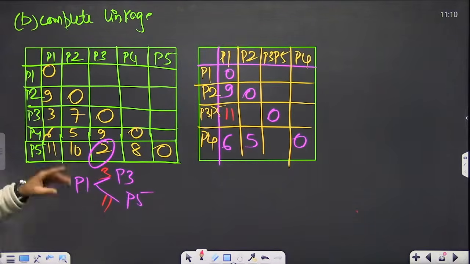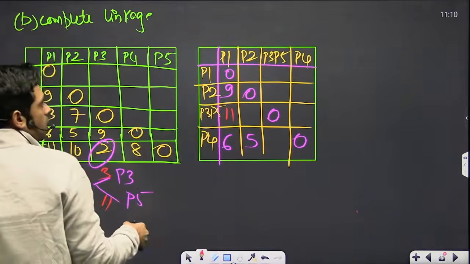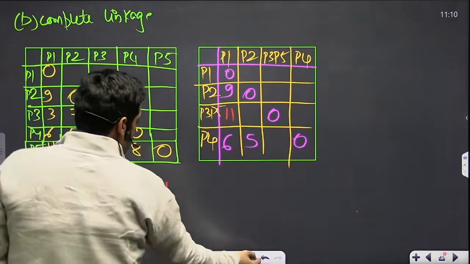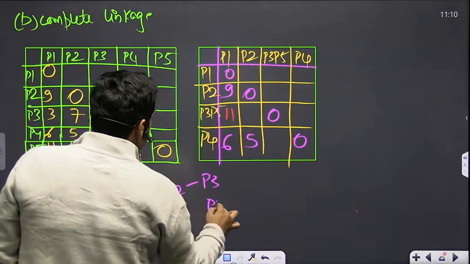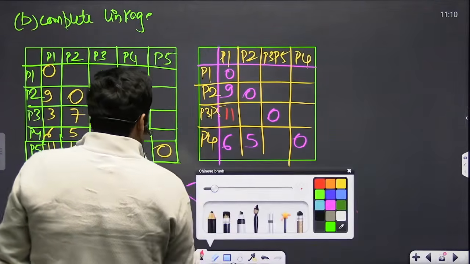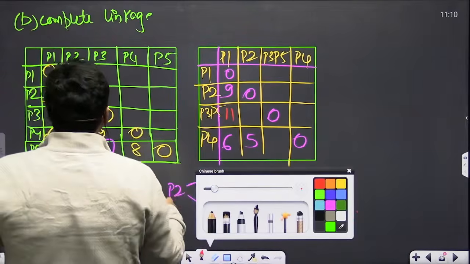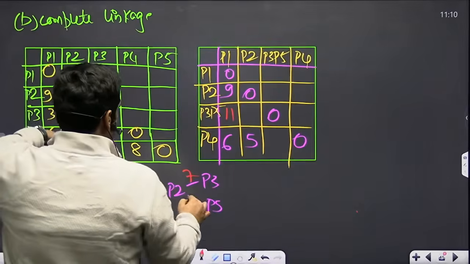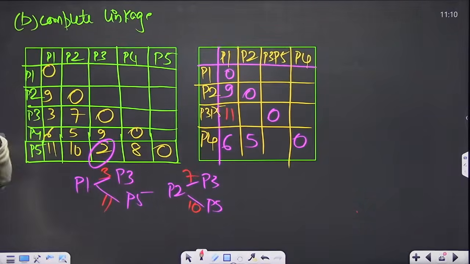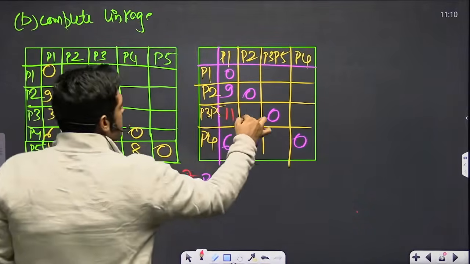Okay, let's look again. Now distance between P2 to P3 and P5. This is P2, this is P3 and this is P5. P2 to P3 distance is 7, and P2 to P5 distance is 10 over here. So I would take the maximum one here, so I'll just take 10.